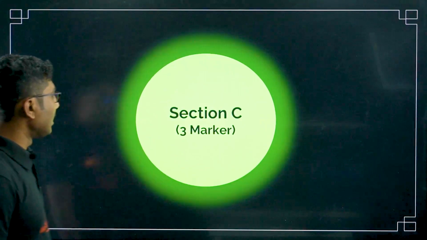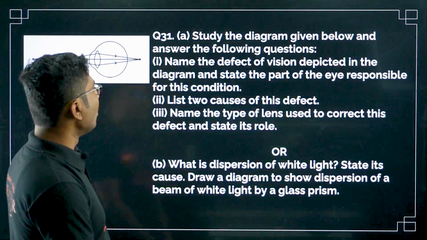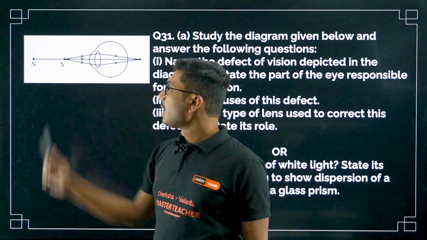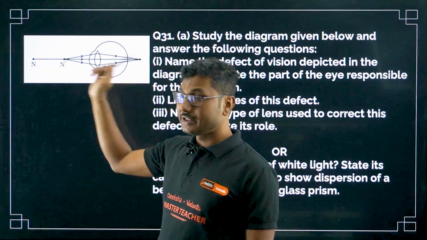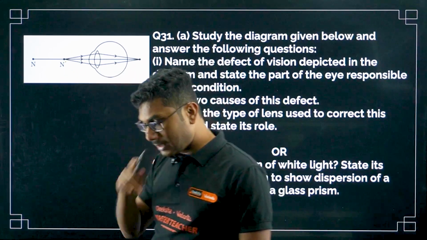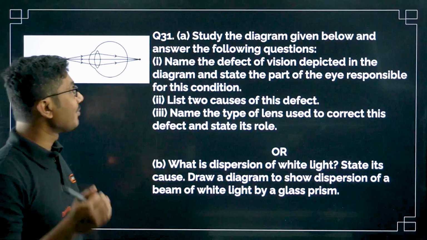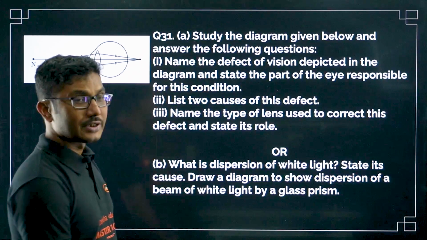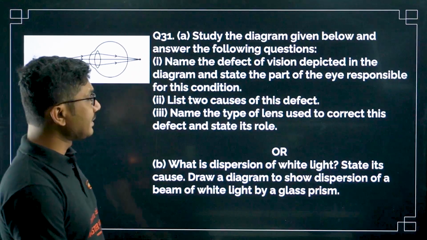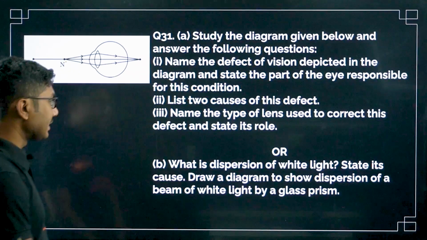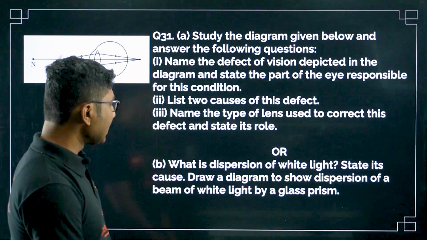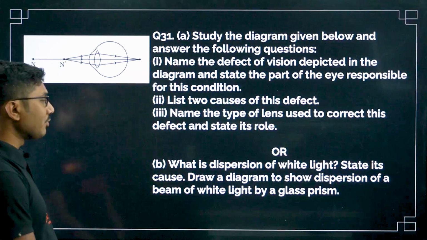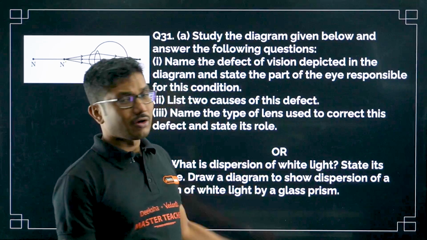Next question, section C. Study the diagram given below and answer the following question. As you can see in the diagram, the near point has shifted. So whatever object is kept at the original near point forms an image behind the retina, right? What is the type of defect? Name the defect of vision depicted in the diagram and state the part of the eye responsible for this condition. List two causes of this defect. Name the type of lens used to correct this defect and state its role. Or, what is the dispersion of white light? State its cause. Draw a diagram to show the dispersion of a beam of white light by a glass prism. These are all standard questions.